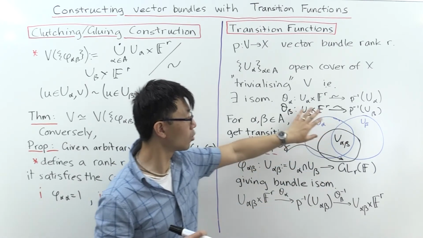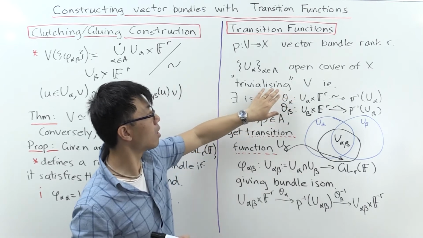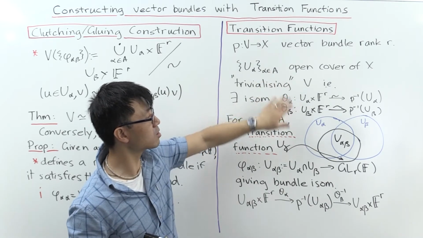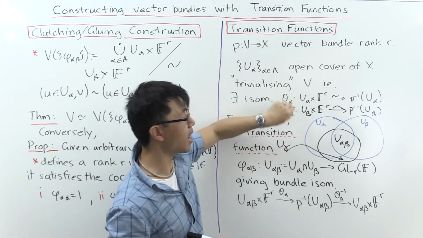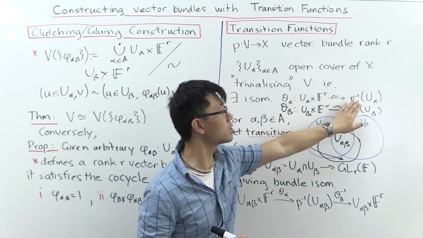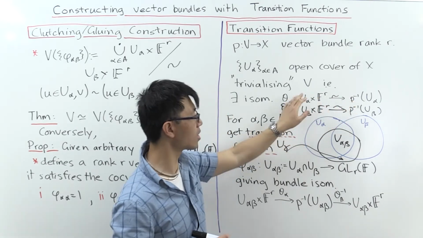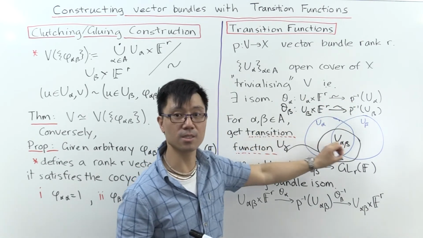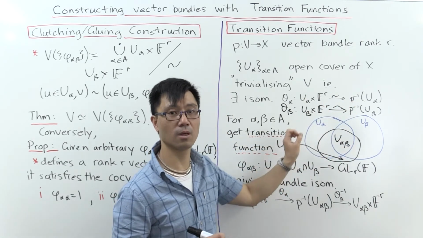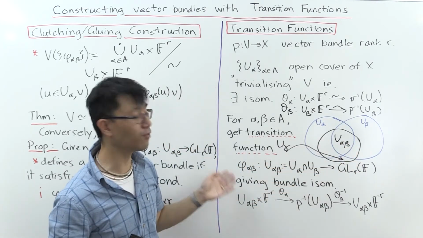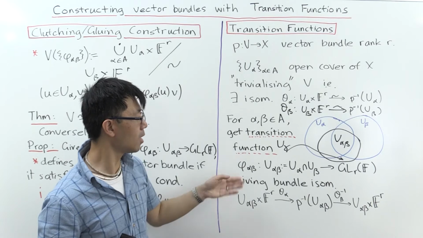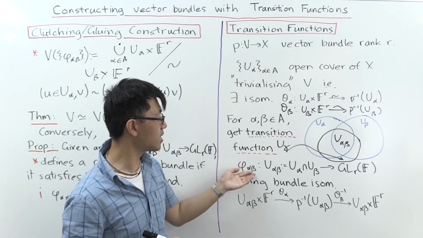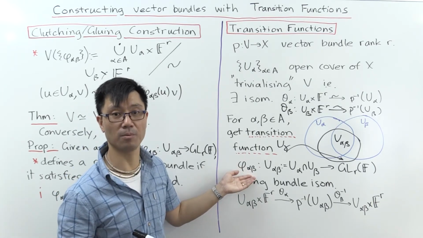And then you can look at new transition functions, because this trivialization, theta alpha, will also induce isomorphisms, so trivializations, for each of the open sets inside U alpha as well. And if you use those, you'll get a different set of transition functions. And of course, in fact, the index set will be quite different here as well.